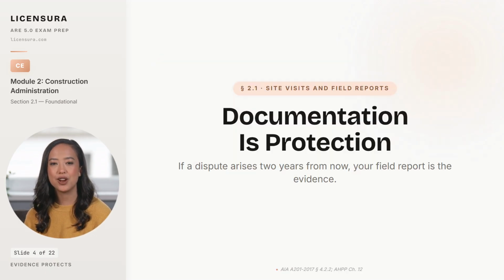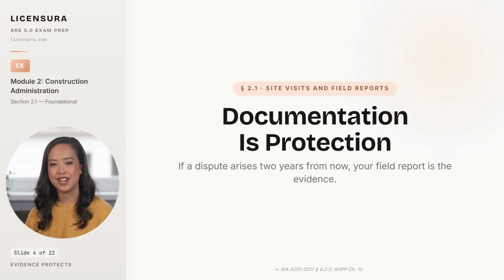Most architects treat field reports as administrative housekeeping, something to dictate in the car between site visits, file in the project binder, and forget about. That habit will end the moment you sit through your first deposition. When a construction dispute lands in litigation, the field reports you wrote during CA are read aloud, line by line, by a plaintiff's attorney whose job is to find the gap between what you saw and what you wrote down. You are protected by the reports you wrote contemporaneously and exposed by the reports you did not.